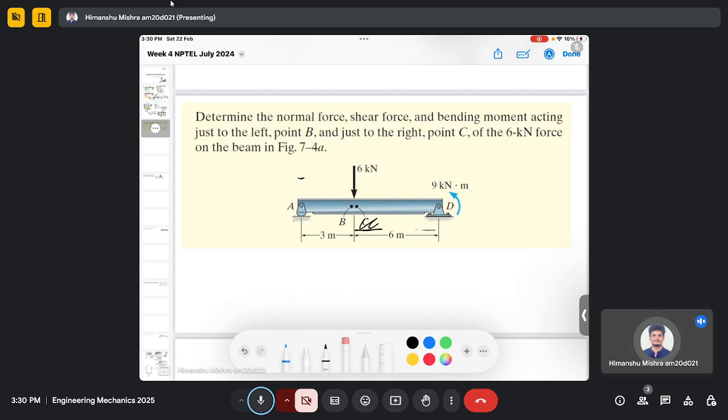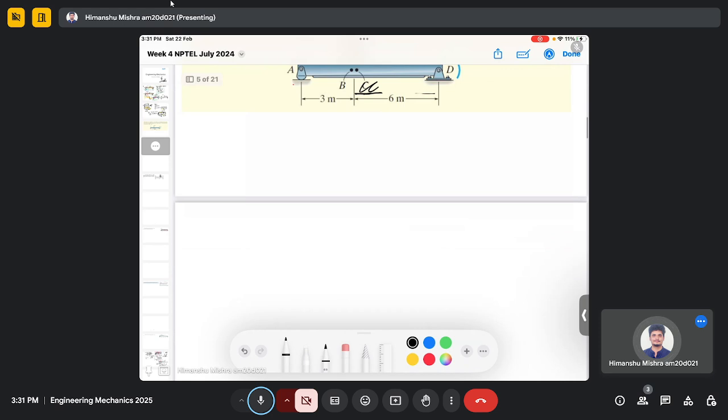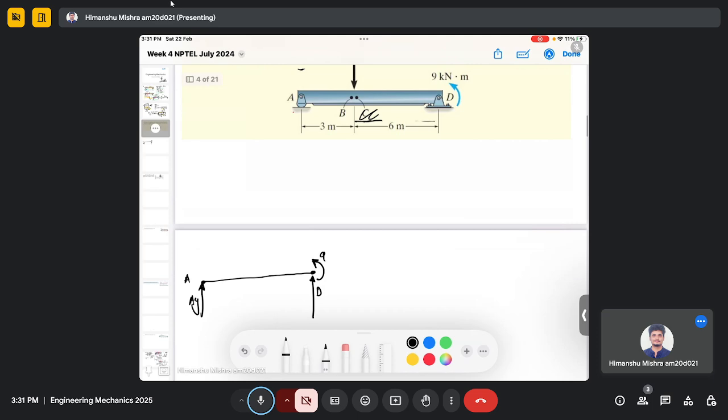It's a similar problem to what we have discussed above. As usual, our first objective is to determine the normal reactions. So first we will make a free body diagram. This is A_Y, this is D, and there is a couple of 9 kilonewton meter. Okay, let me make this straight.